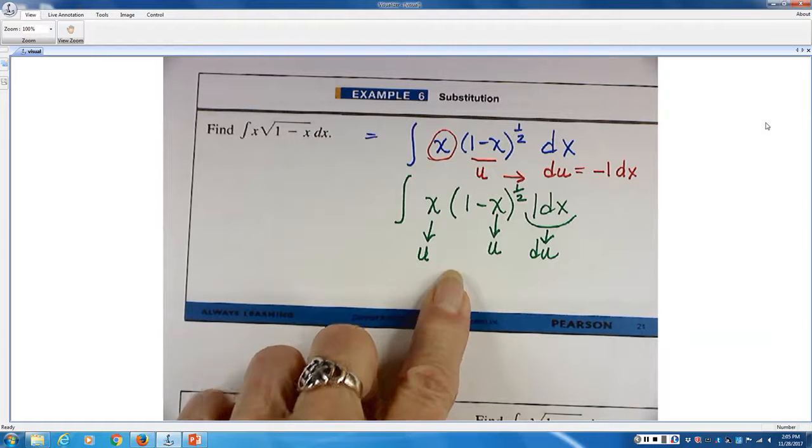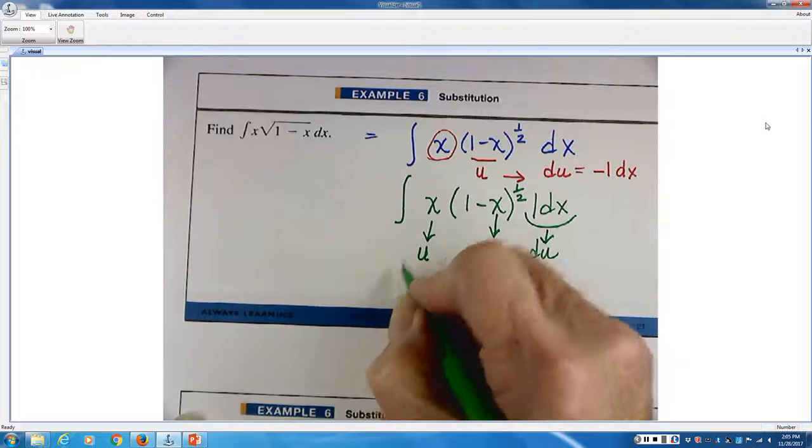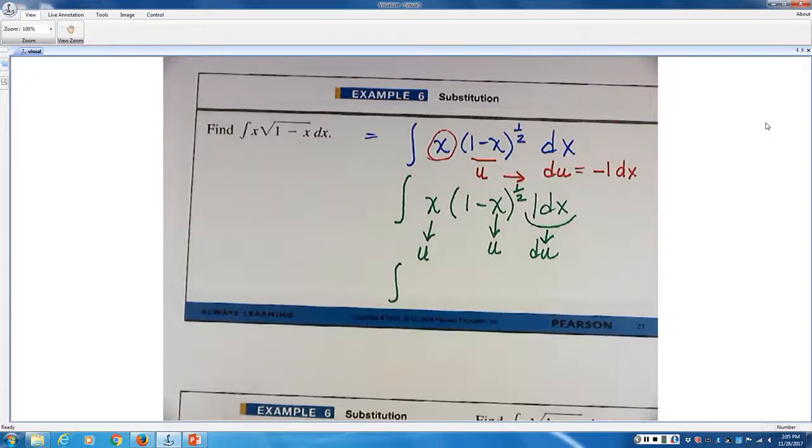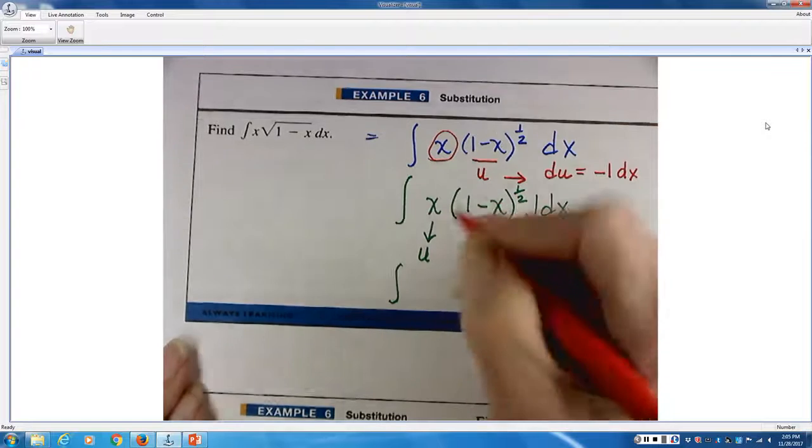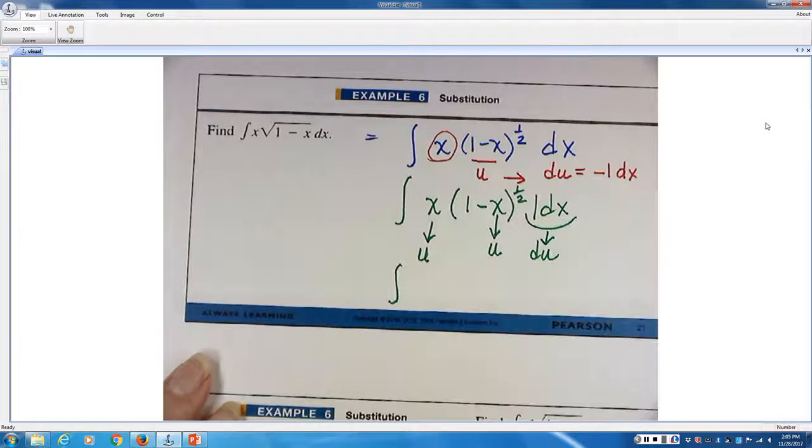Now we need a way to deal with this. And the way that we're going to deal with this is we're going to take the integral of, let's see.